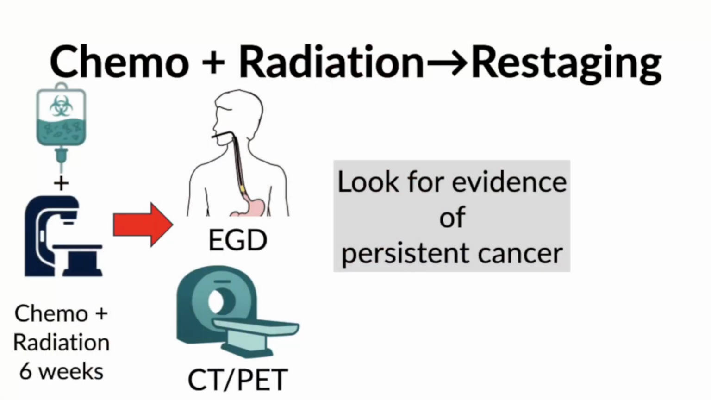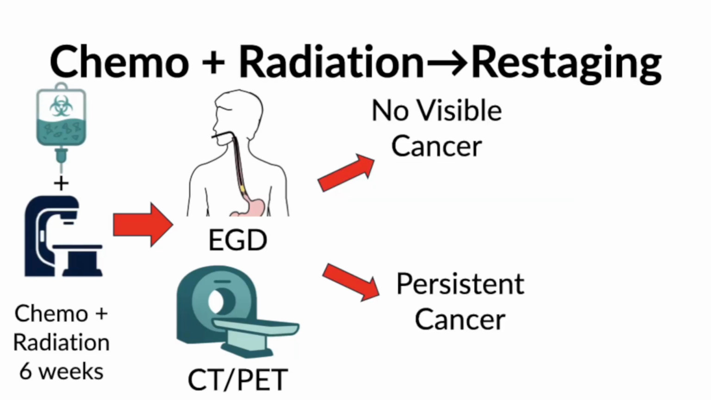The first step is to repeat the upper endoscopy and the scans after the completion of chemotherapy and radiation to look for evidence of persistent cancer that wasn't killed by the therapy. These tests will result in one of two answers. Either there's no visible cancer found, or persistent cancer is found either by endoscopy or on scans. In most cases, about 80%, no visible cancer is found, and in 20%, there's evidence of persistent cancer.